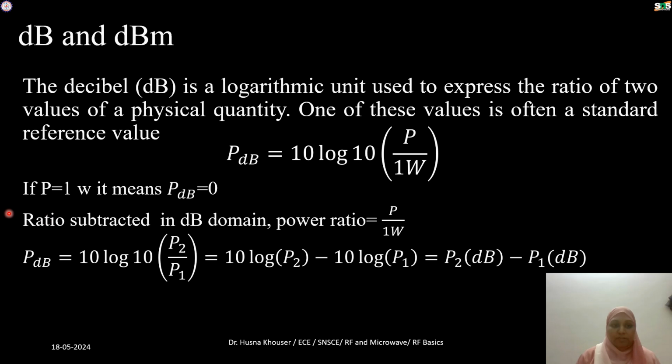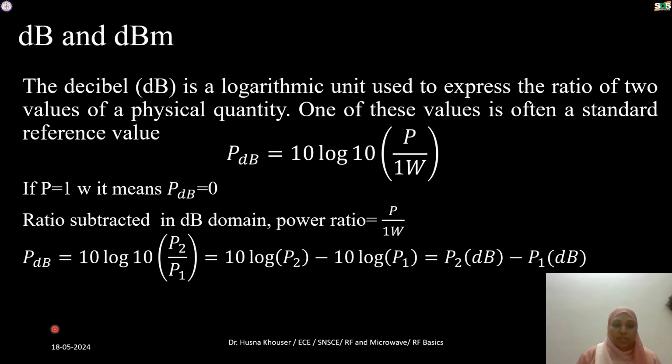For example, if we give the power as 1 watt, then 10 log of 1 by 1 becomes 0. That means for a power of 1 watt, the decibel level is 0. Based on how we give the power, our decibel power level will change. So we have to compare between the standard and the acceptable reference level of power.